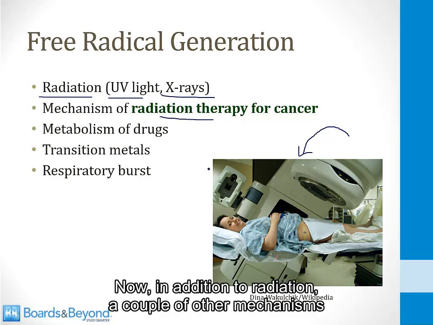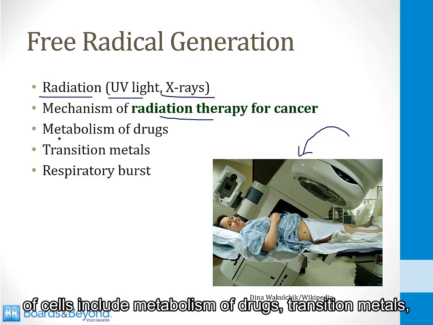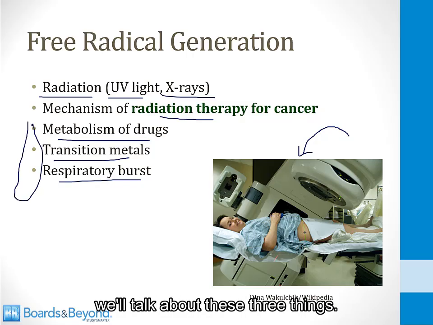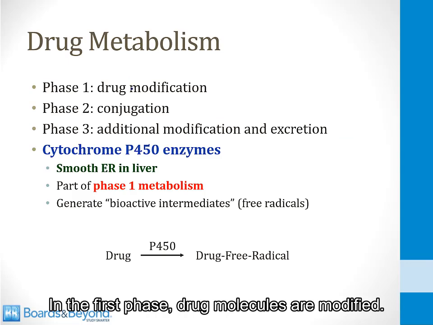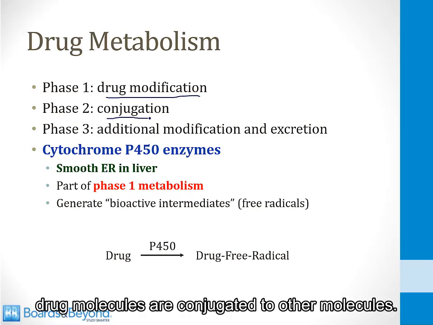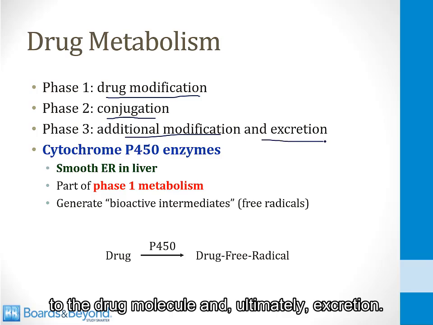Now, in addition to radiation, a couple of other mechanisms by which free radicals are generated inside of cells include metabolism of drugs, transition metals, and something called the respiratory burst. And in the next few slides, we'll talk about these 3 things. The metabolism of drugs in our body is classically divided into 3 phases. In the first phase, drug molecules are modified. This often happens in the liver. In the second phase, drug molecules are conjugated to other molecules. In the third phase, there can be additional modifications to the drug molecule and ultimately excretion.